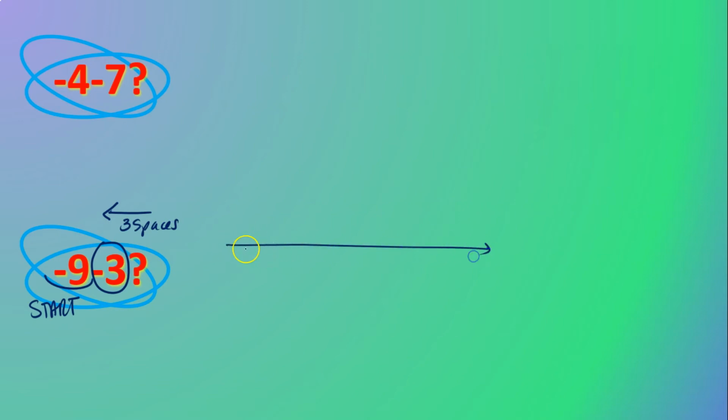So again, we start nine spaces to the left of 0, and we're going to move 1, 2, 3 spaces more. Minus 10, minus 11, minus 12. So whenever we move 1, 2, 3 spaces to the left, starting from minus 9, we're going to get an answer of minus 12.